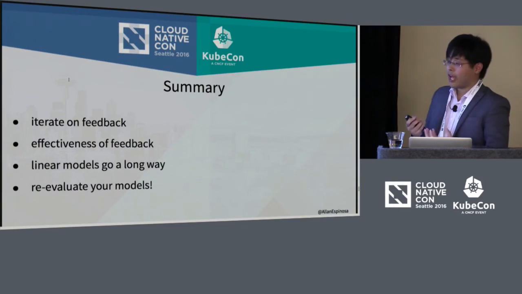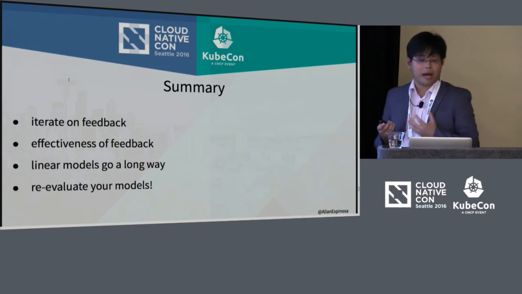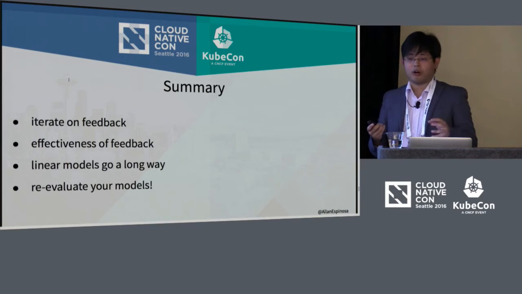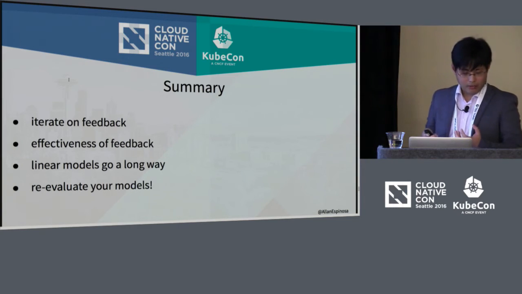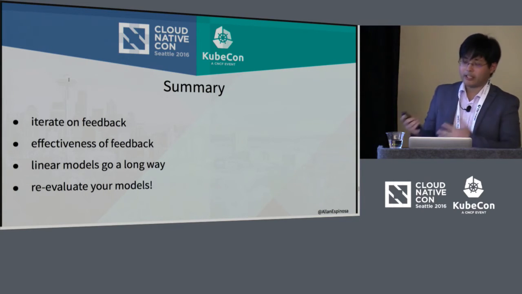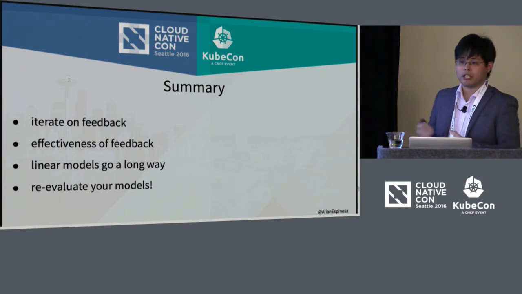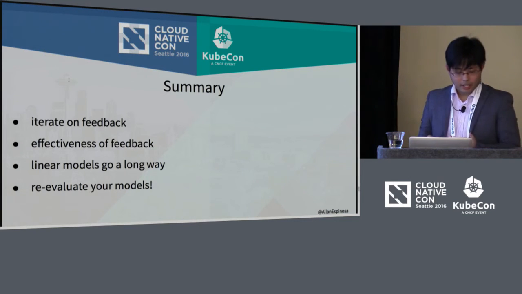So in summary, control theory is a model you can use to iterate on the feedback being received from your monitoring system. Control theory also gives you a math framework to show if your feedback loops are effective. Also, simple models can go a long way. But in the end, it's also important to keep reevaluating whether your models are effective.